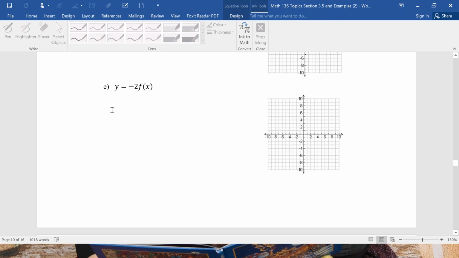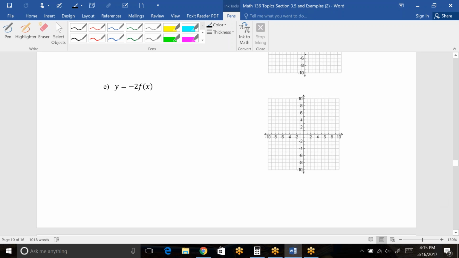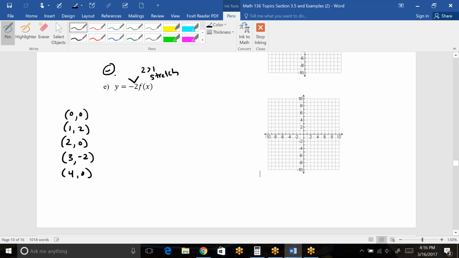Here's where things are going to get a little bit more interesting. So I'm going to have to do more of my point listing here. I'm going to list my 5 original points: (0, 0), (1, 2), (2, 0), (3, -2), and (4, 0). There are actually 2 transformations here. The 2 is greater than 1, which means we're going to have a stretch because it's outside of the function. There's also a negative sign out front, which means we're going to have a reflection over the x-axis.